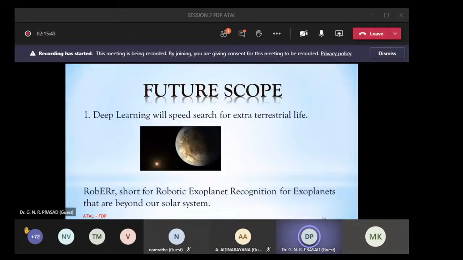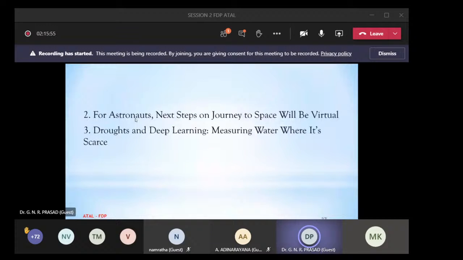So robots, short for robotic exploration recognition for exoplanets that are beyond our solar system, can be used here. For astronauts, the next step on the journey to space will be virtual. Deep learning can also be used for measuring water, where it is possible.